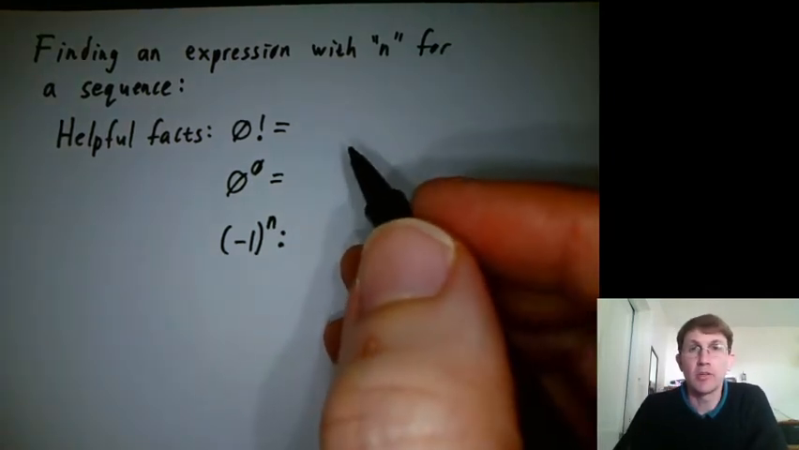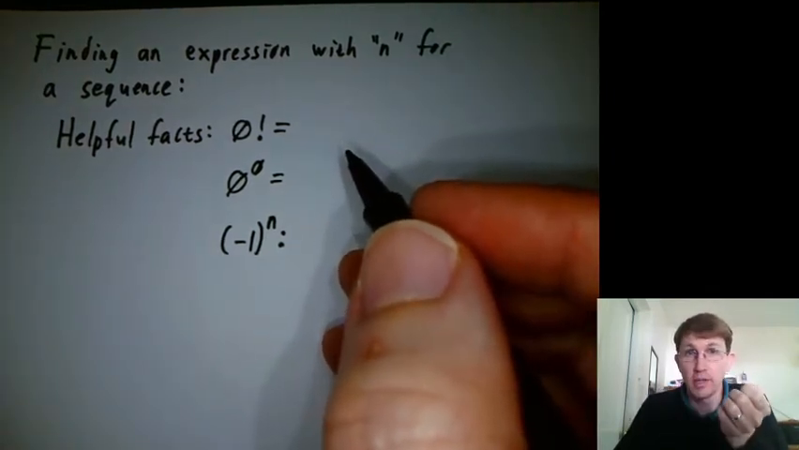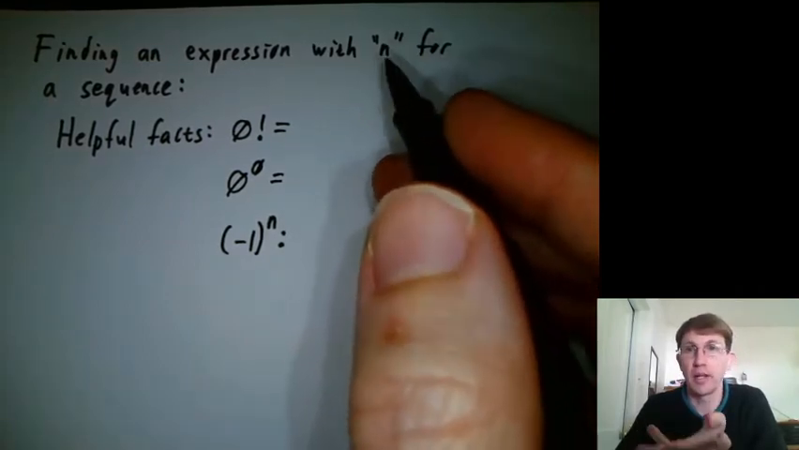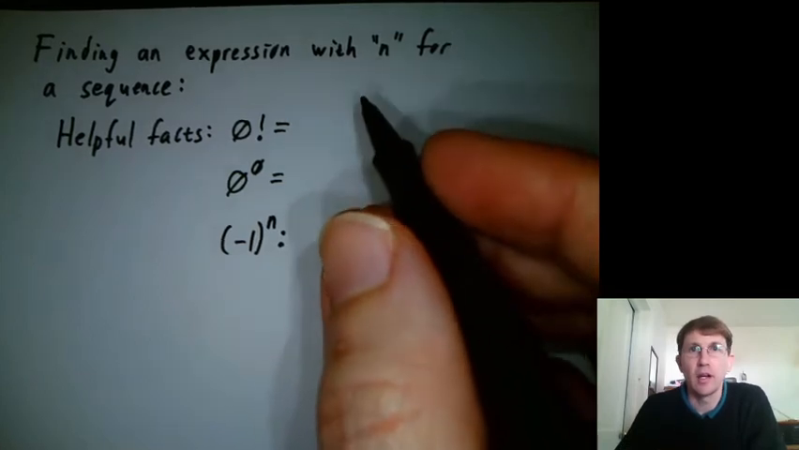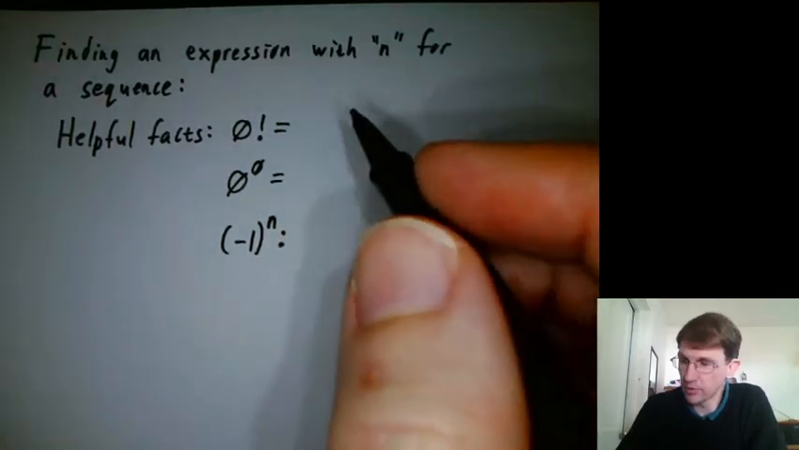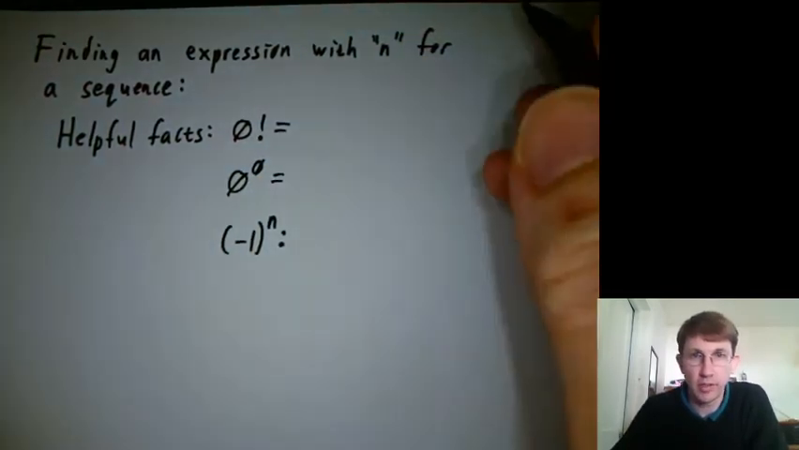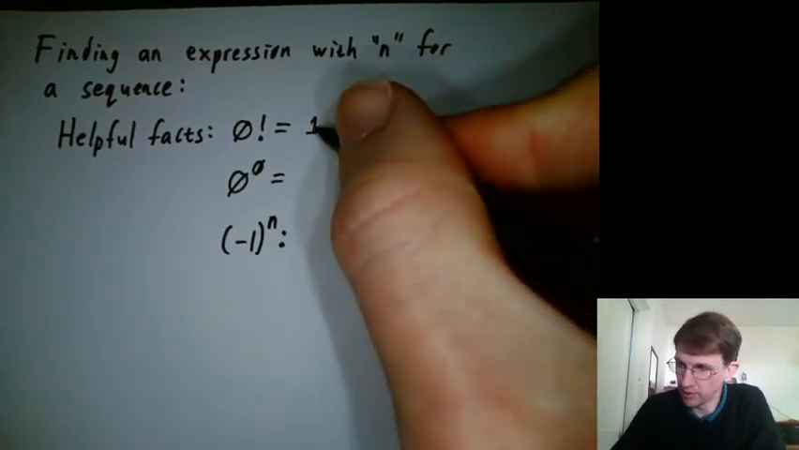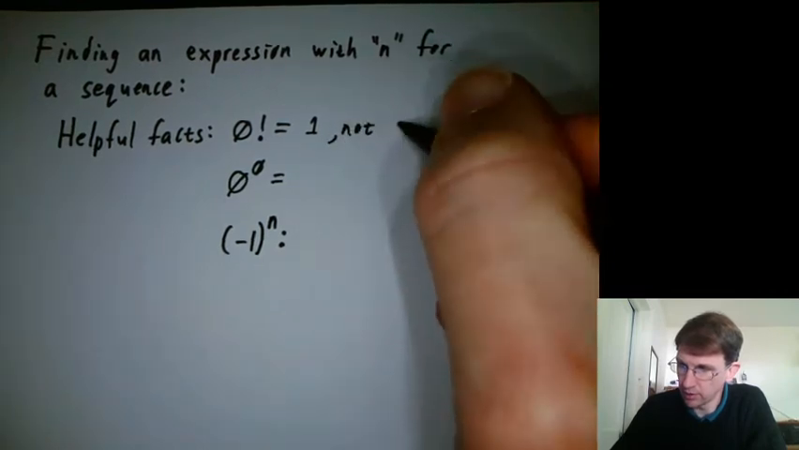One of the most interesting tasks in chapter 8.1 is, given a sequence of numbers, can we come up with a formula for them based on n, kind of like x? Let's talk about some helpful facts before we do that. What is 0 factorial? Your instinct might have said 0, but remember it's 1. So 0 factorial is 1, not 0.